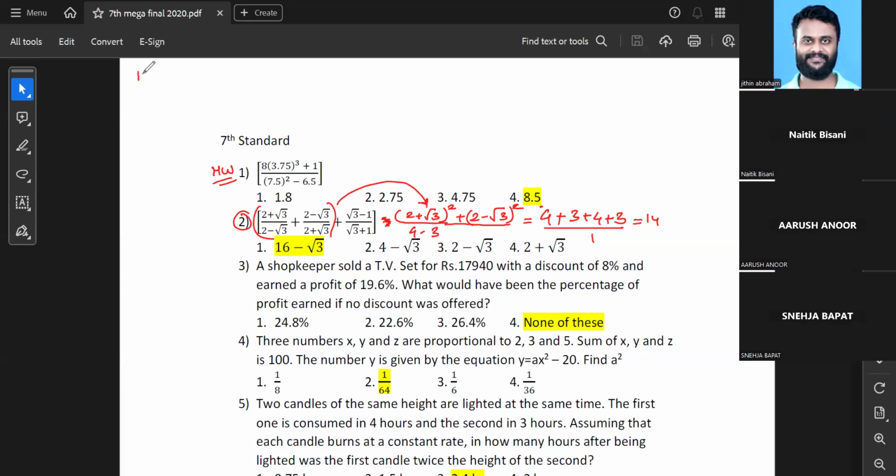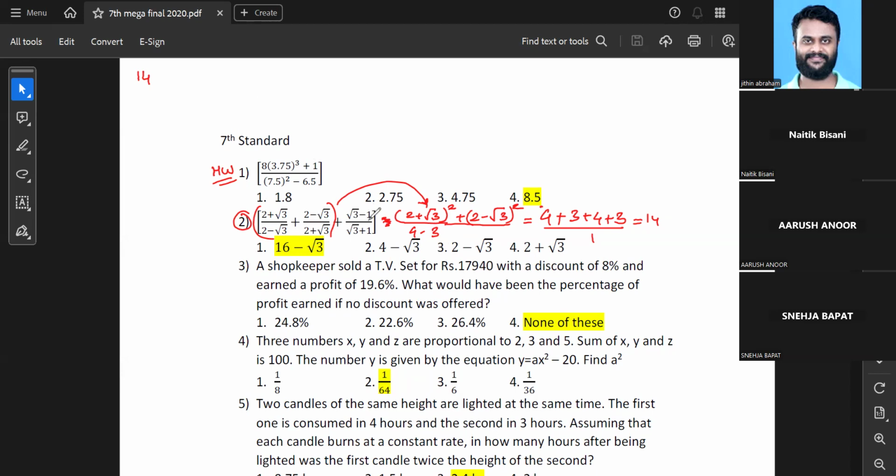I didn't understand how we got the denominator as 1. Okay, how did I get 1? a minus b into a plus b will give you a square minus b square. a square is 2 square, which is 4. b is root 3, square is 3. 4 minus 3 is 1. Fair enough? Okay, sir.